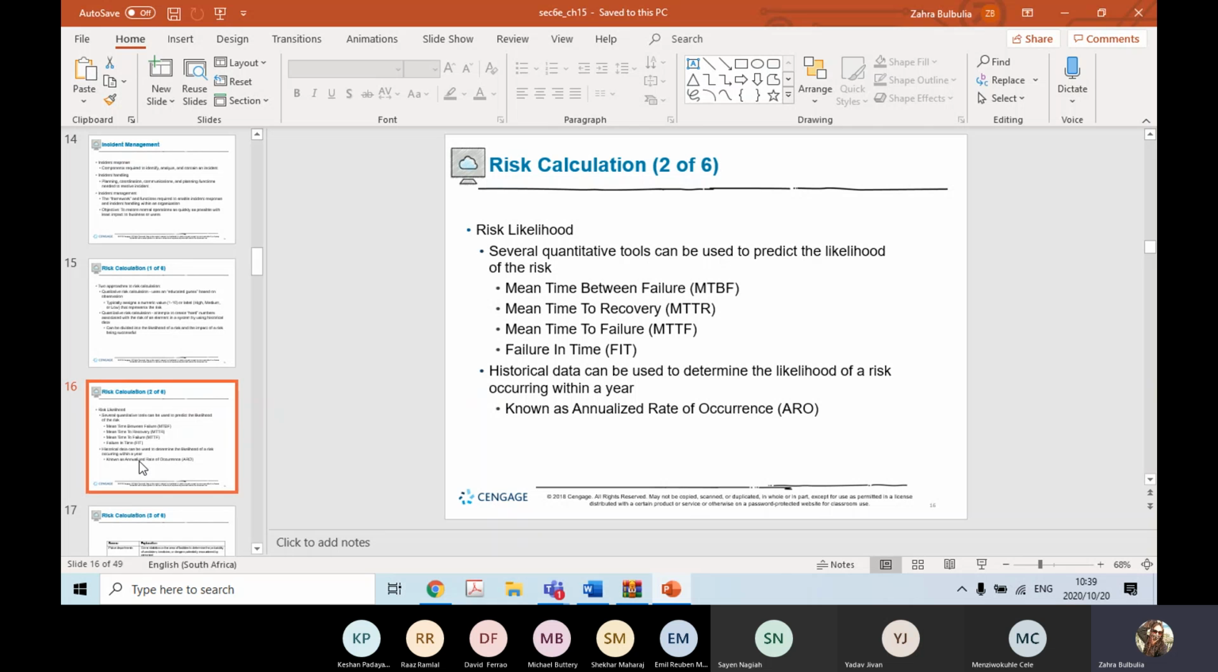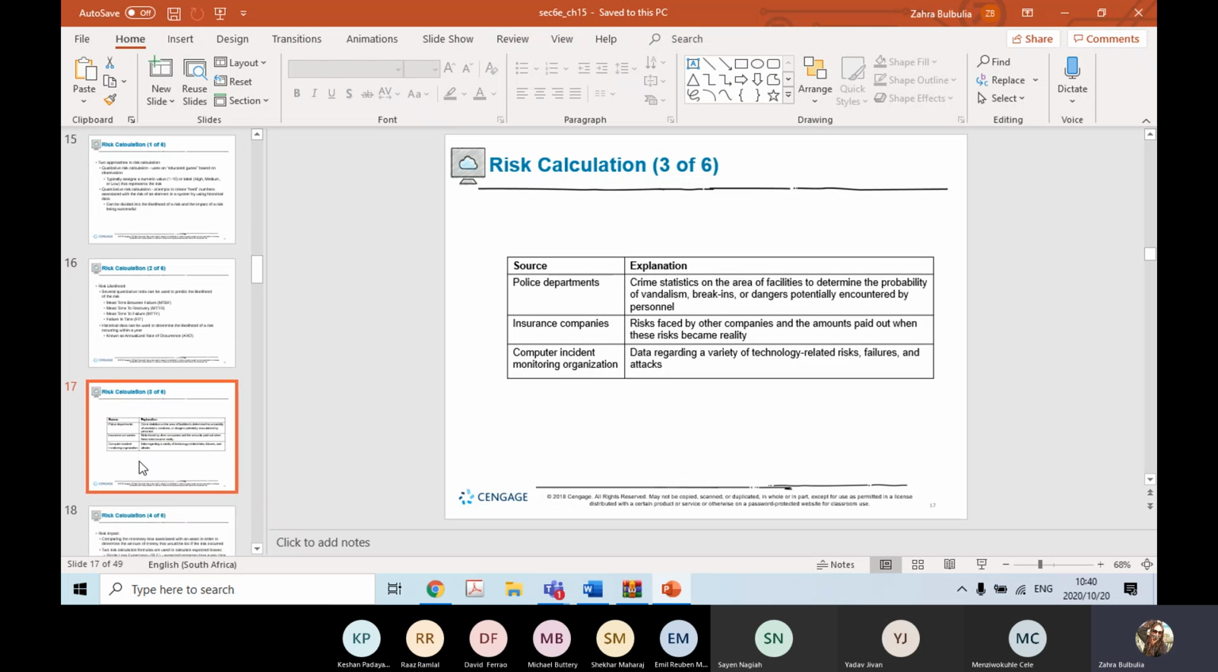So we use these quantitative tools to look at the likelihood of risk. That is mean time between failure, mean time to recover, mean time to failure, and failure in time. And historical data can be used to determine the likelihood of a risk occurring within a year. And this is known as annualized rate of occurrence, which is quite popular.